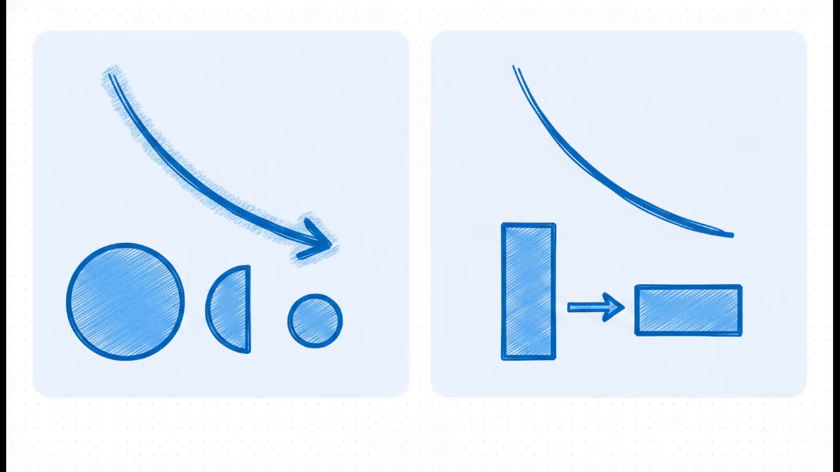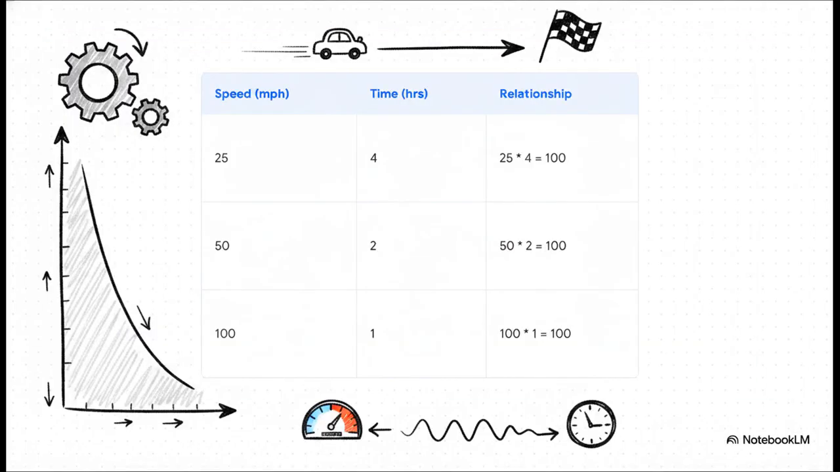But an inverse variation curve drops for a totally different reason. Here, the domain and range decrease proportionally because the two quantities are mathematically tethered together. Their product always has to equal a constant total. Let's look at this real-world table to make it a bit more concrete.